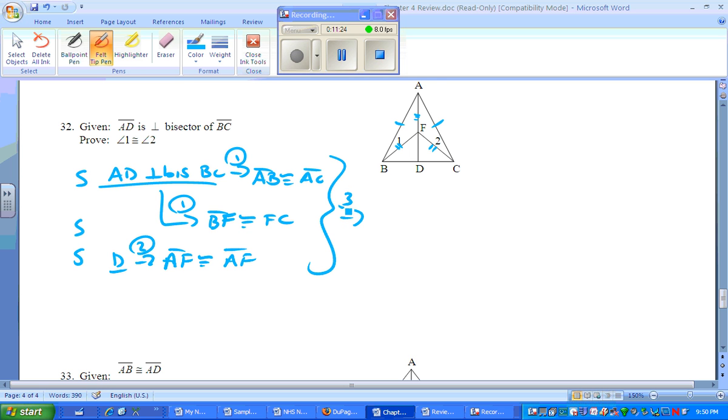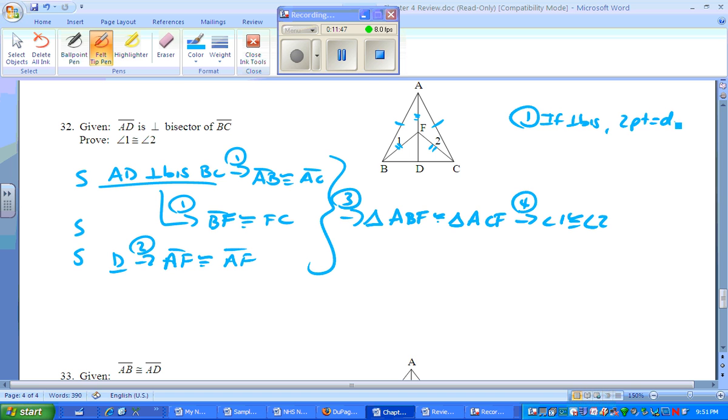Bracket it all together. Reason 3, triangle ABF congruent to triangle ACF, which then by CPCTC gives you angle 1 congruent to angle 2. 1 was if perpendicular bisector, then two points are equidistant. 2 is reflexive. We've seen that a lot. 3 side, side, side, which makes 4 CPCTC.